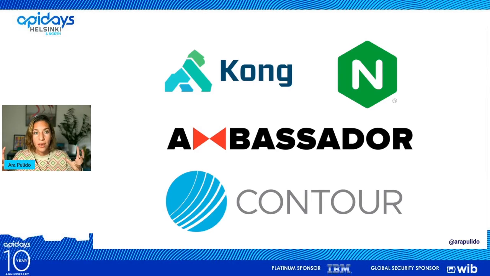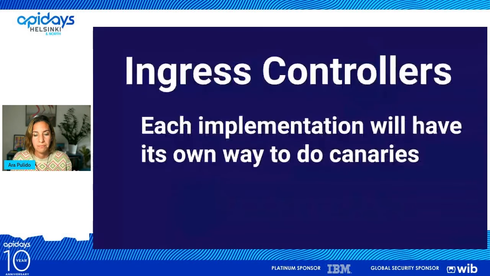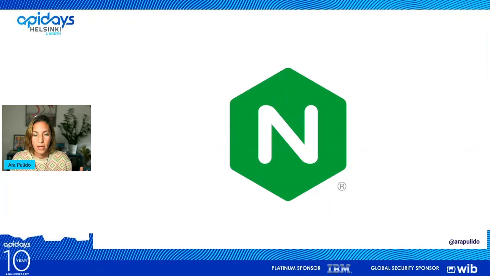All these open source projects and companies are doing Ingress controller. So these people started thinking, okay, because we are shifting traffic thanks to the Ingress object, this could be a good place to implement canary. But the Ingress object doesn't have a way to implement canary. So what happened in the end is that every single one of these implementations will have its own way to do canary. So let's see an example of how Nginx does it.